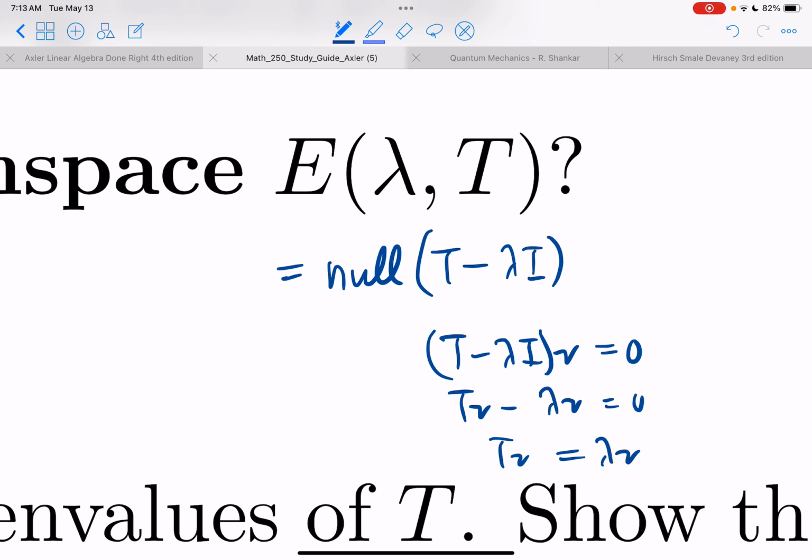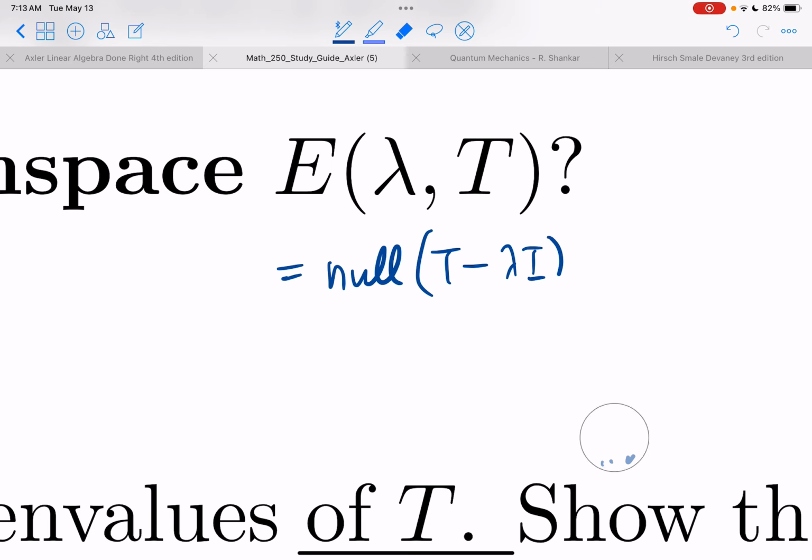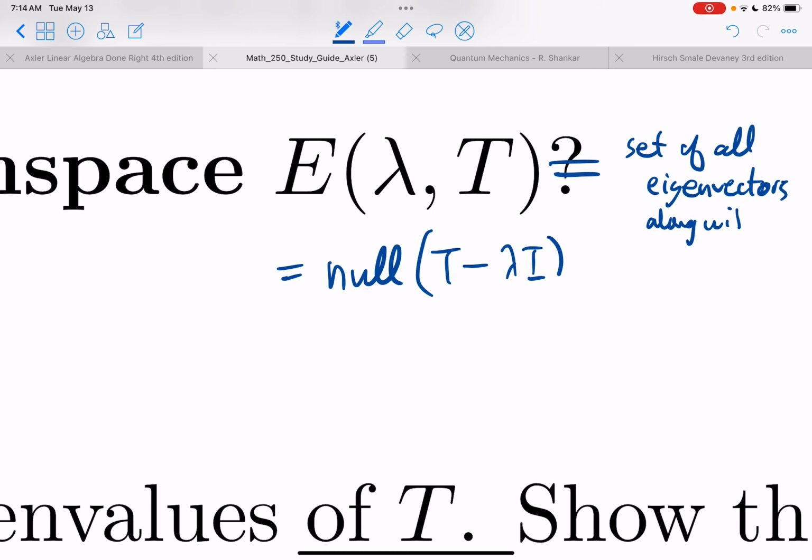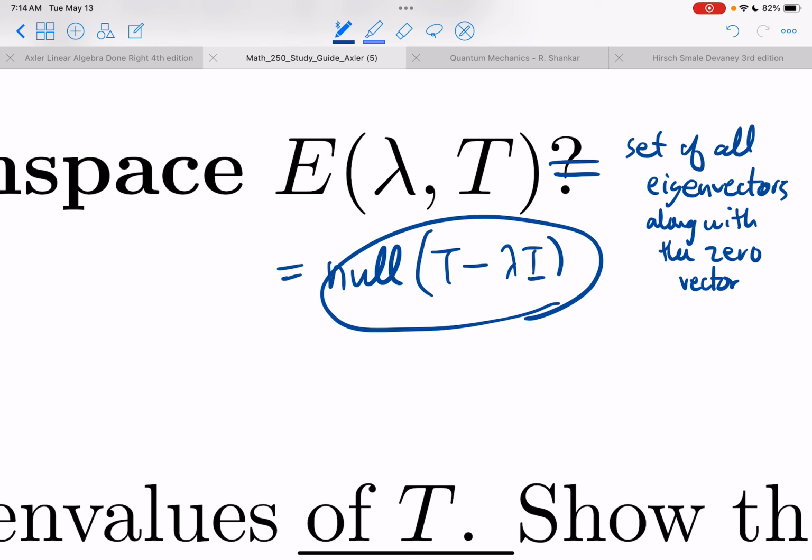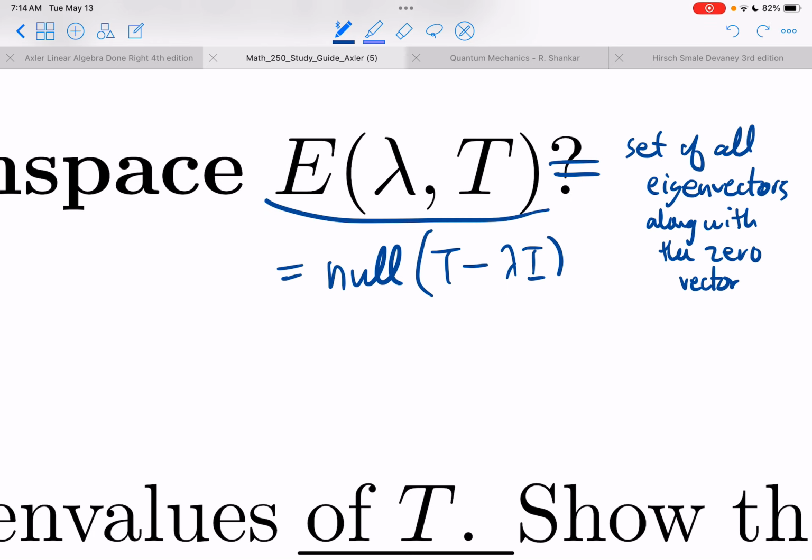And so the null space consists of eigenvectors and also the 0 vector, which is not an eigenvector but would still satisfy this requirement. So another way to say this is that the eigenspace is equal to the set of all eigenvectors, which is in fact a subspace because it's the null space of an operator, along with the 0 vector, which is not an eigenvector. Eigenvectors have to be non-zero. But the 0 vector is in the null space here, and so we're going to throw it into this thing so that this thing is a subspace.